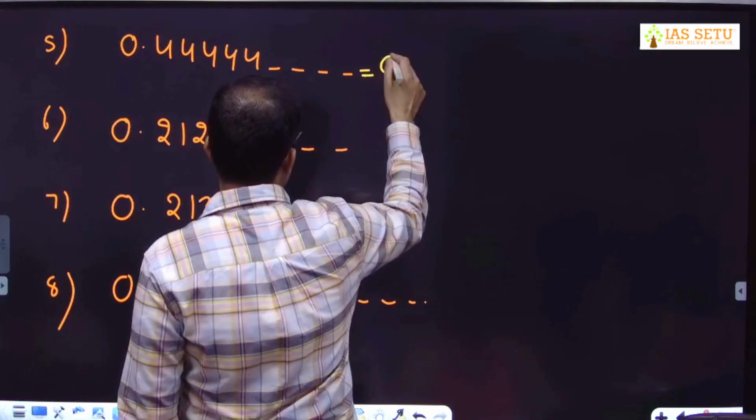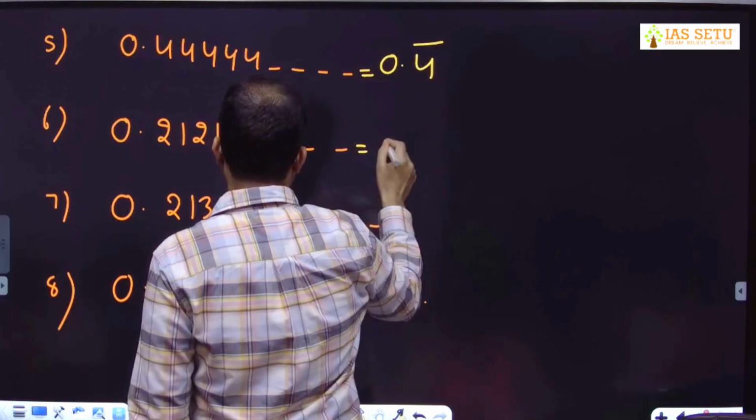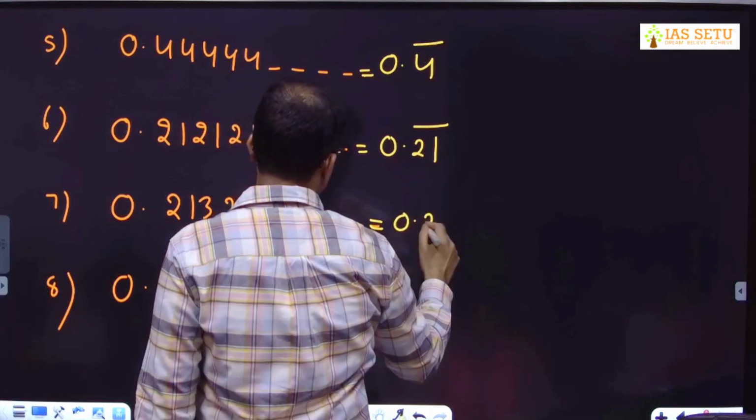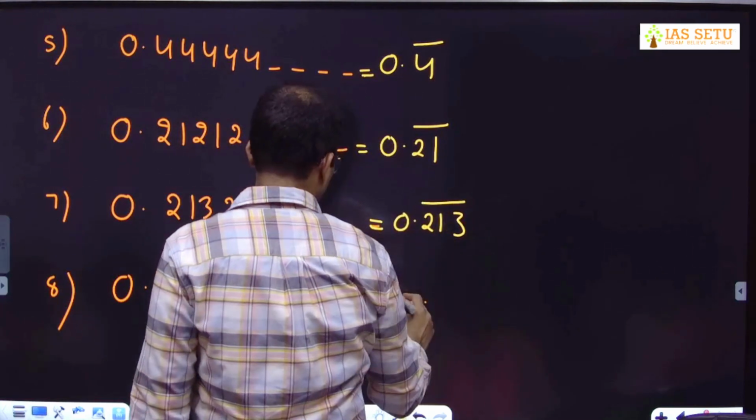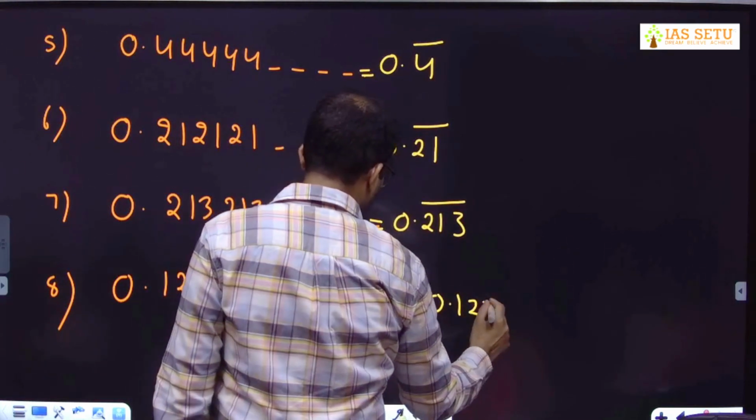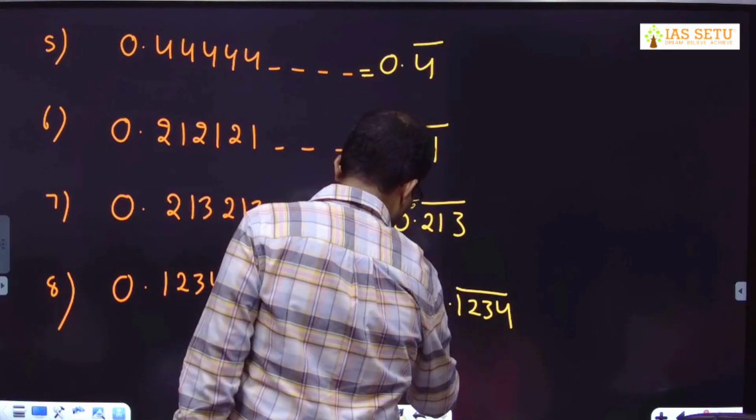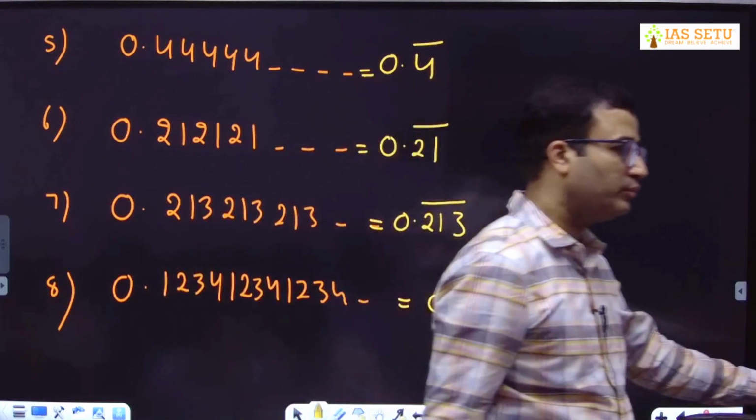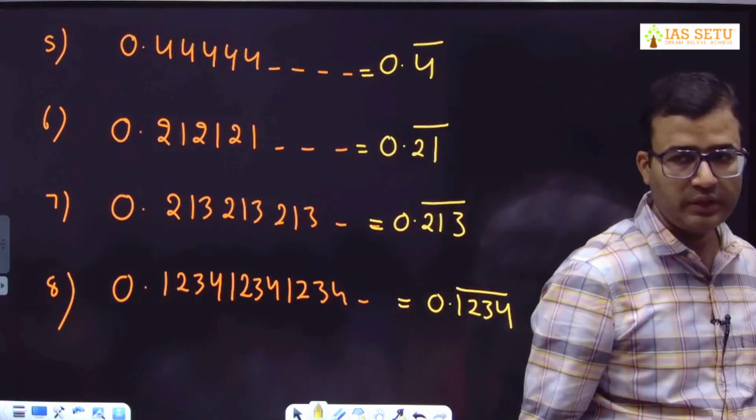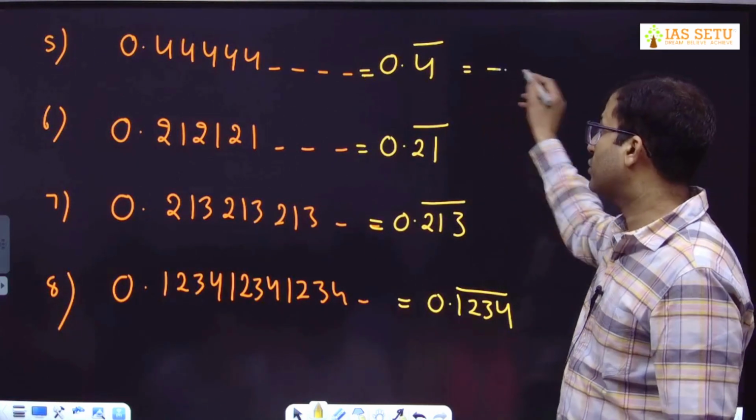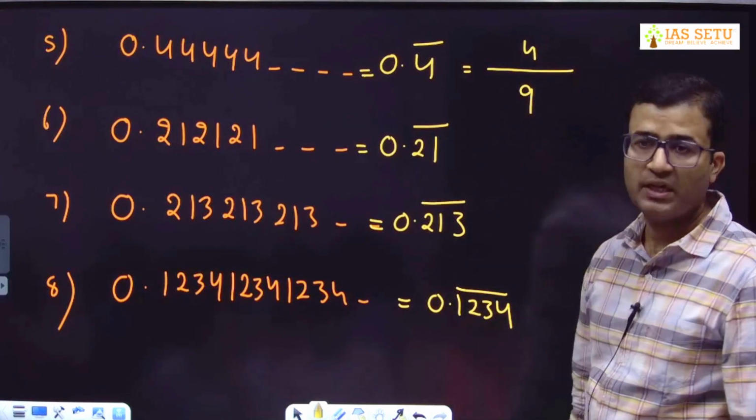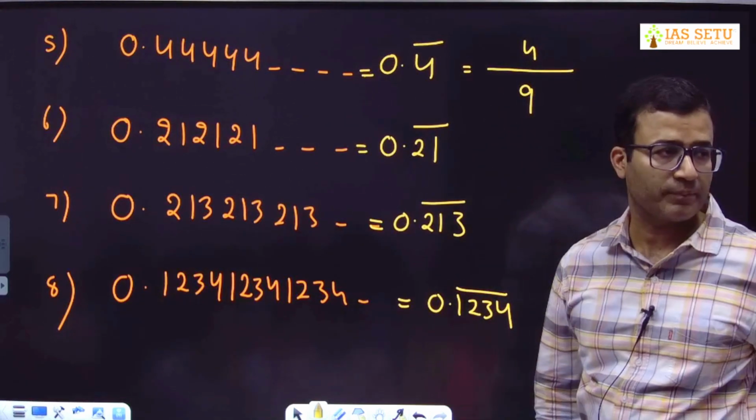Here this is 0.4 bar on 4. This is 0.21 bar on 21. 0.213 bar on 213. 0.1234 bar on 123. Done. Here, first question, there is 1 digit in the bar, so 9, numerator as it is. I think all of you could answer 4 by 9.